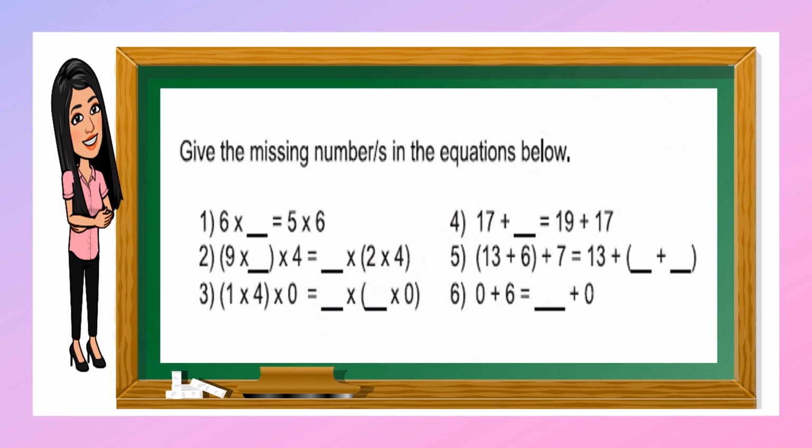For your learning task, find the missing number in the equation below. 6 times 5 equals 5 times 6. So what is the missing term? We have 5, using the commutative property of multiplication.